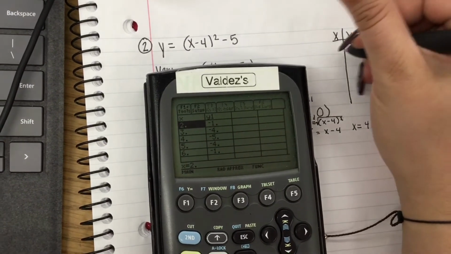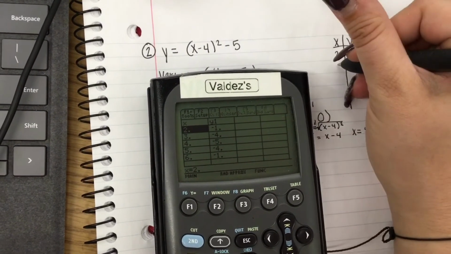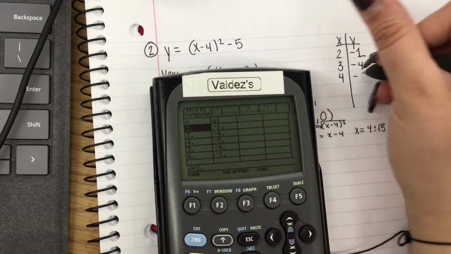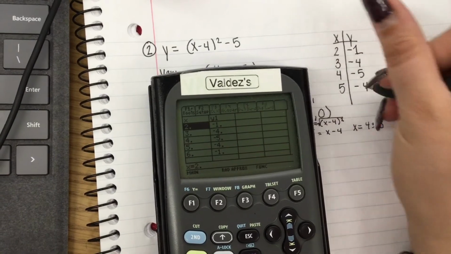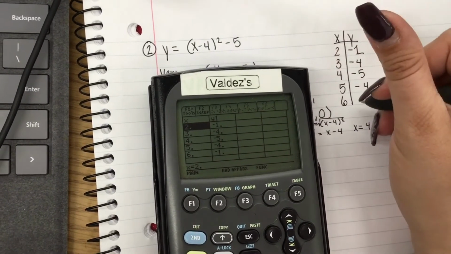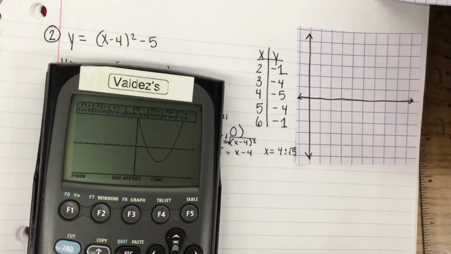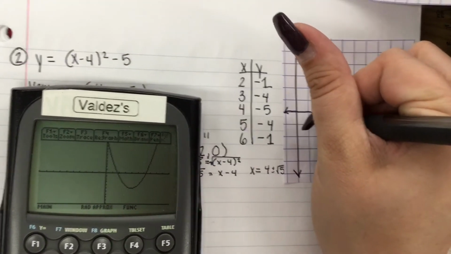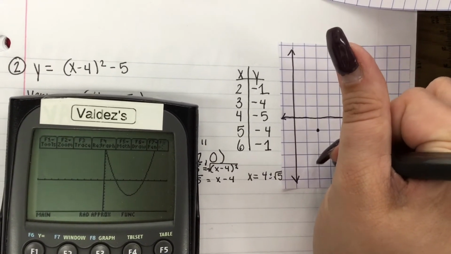Again, if you do not have a graphing calculator, you're going to put your vertex right in the center of that X and Y table. So you're going to put 4, -5 right in the middle. And then you're going to pick X values to the left and to the right. So you're going to have to choose 2 and 3 and 5 and 6 and plug each one of those in for X. Use PEMDAS and find the answers for Y. It's a lot of work, but if you had a graphing calculator, life would be easier.